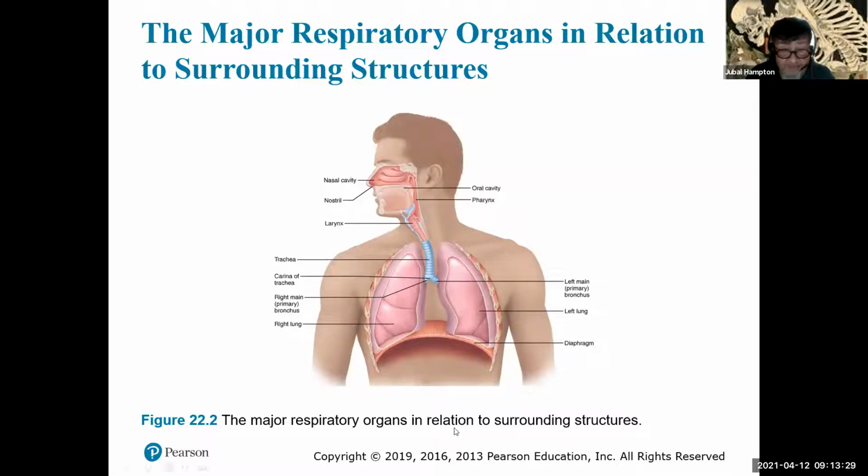Phrenic, phrenic nerve. And the diaphragm helps to change the intrathoracic pressure in the thoracic cavity so that you can breathe. We'll get more to that in a bit.